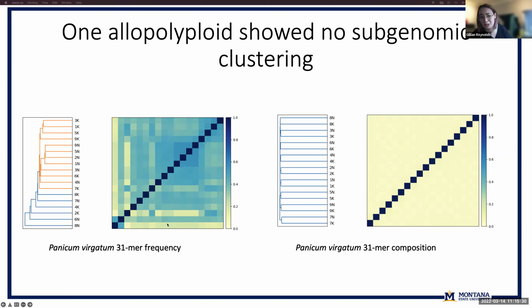And throughout the KMA values, the clustering pattern just changes wildly for fun. And then for the KMA composition, we see some very weak homologous chromosomal clustering, but no subgenomic clustering at all. And again, it remains that way throughout the entire KMA spectrum.